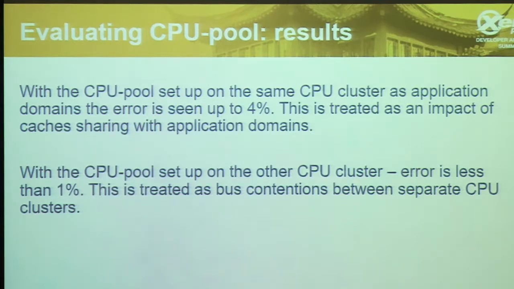If we run, let's say, application domains on big cores, on a big cluster, and for the RT domain we take a CPU from a little cluster and run nothing else on the little cluster, the error is very little, less than 1%. It is kind of contention, bus contention between separate clusters.